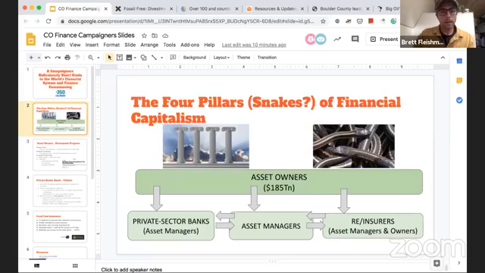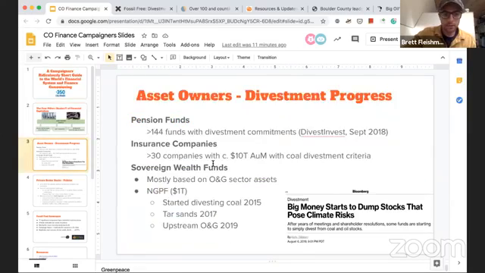Actually, Will asked a really good question. I have here 185 trillion for asset owners. That's globally, in assets under management. I'm going to get to the community who have committed to divestment in a little bit, and we'll talk about that number. So let me put a pin in that.